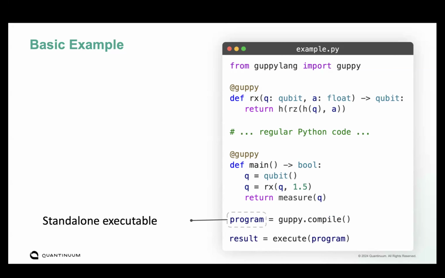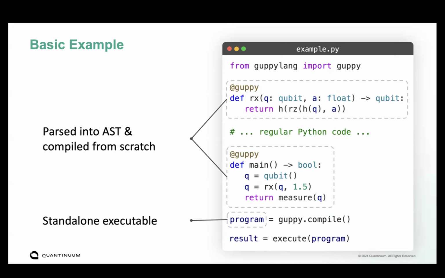So this standalone executable can be shared with other people. There's a JSON output format we have. There are other serialization formats that are supported. And unlike approaches like Catalyst, which do tracing, in Guppy's case, we are parsing the AST and doing compilation from scratch. So that gives us a lot more control over enforcing typing and other properties that we are interested in, nudging users into getting familiar with.